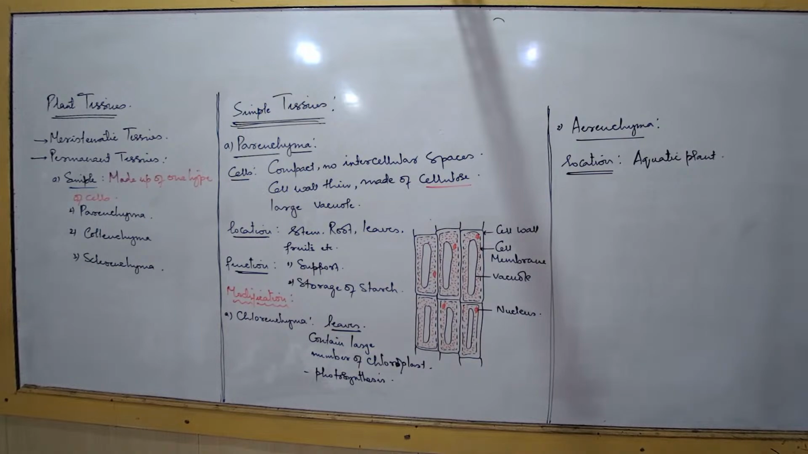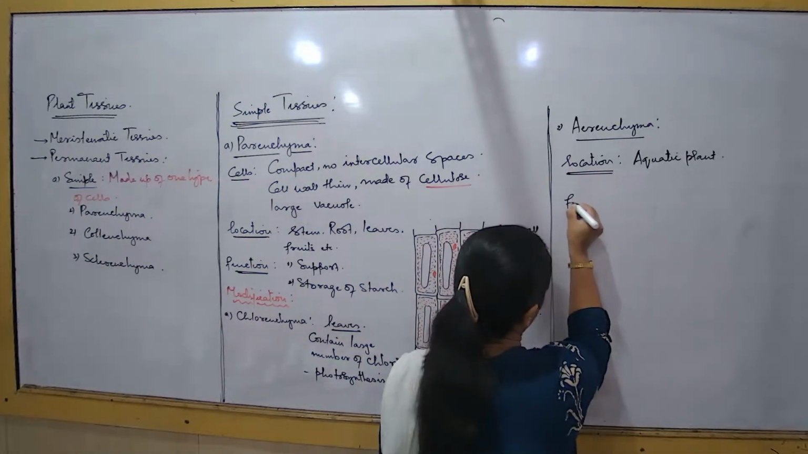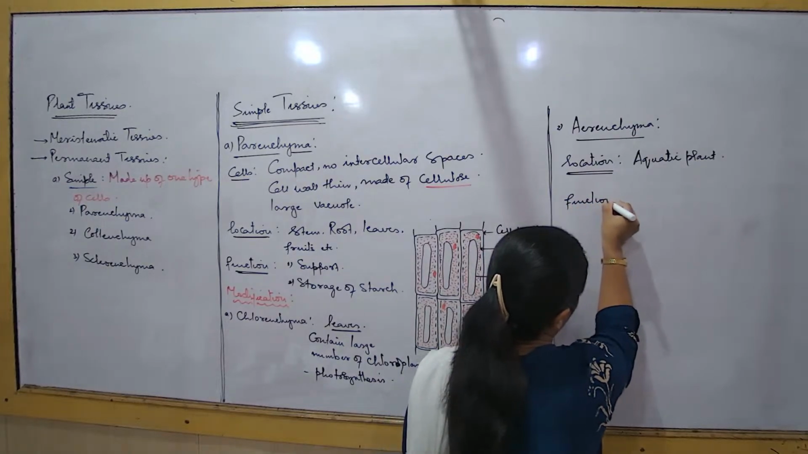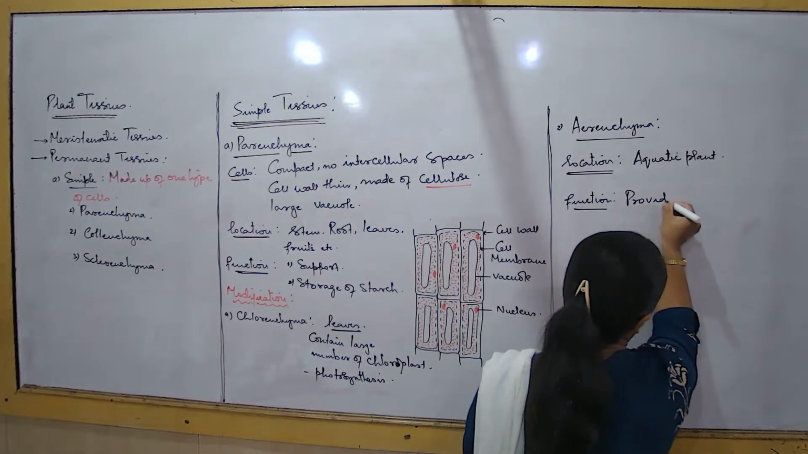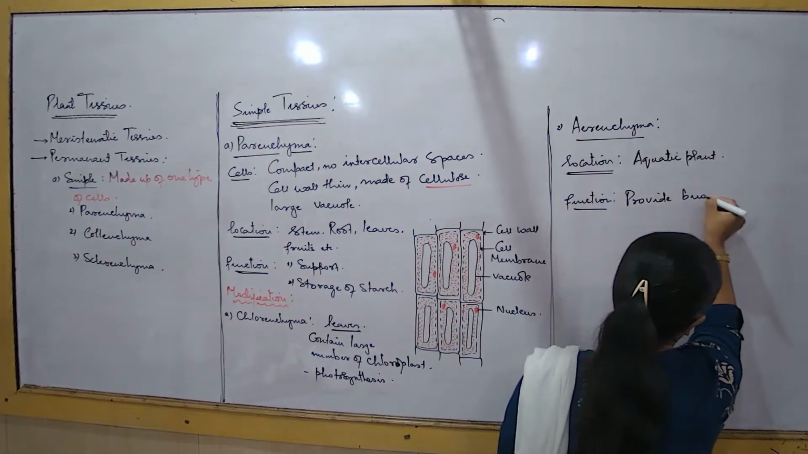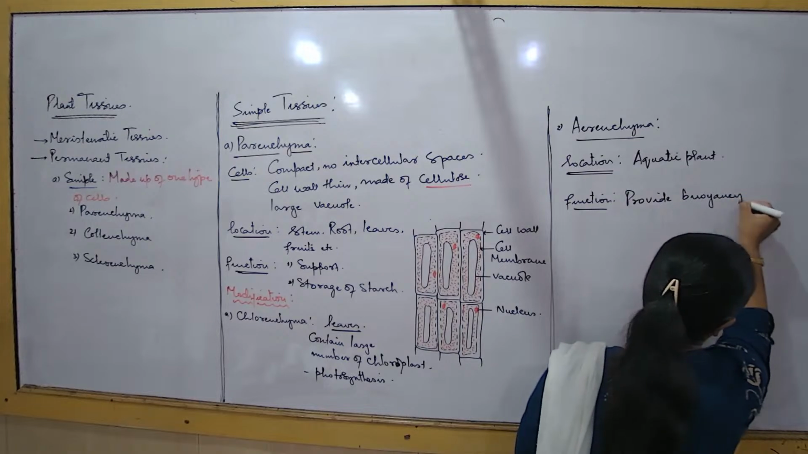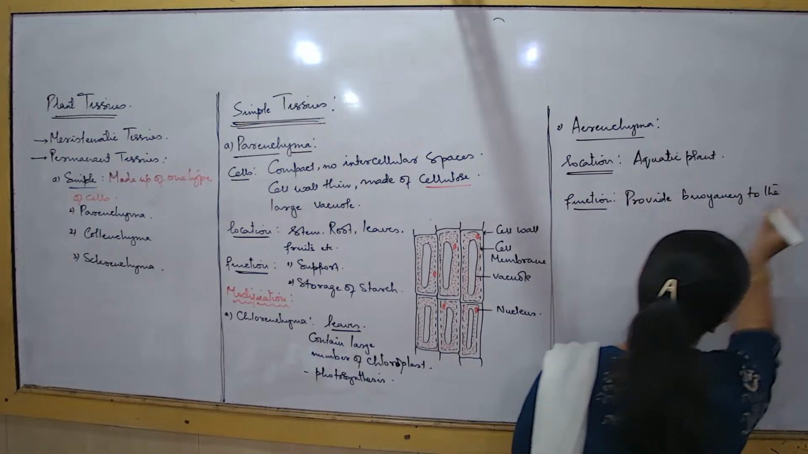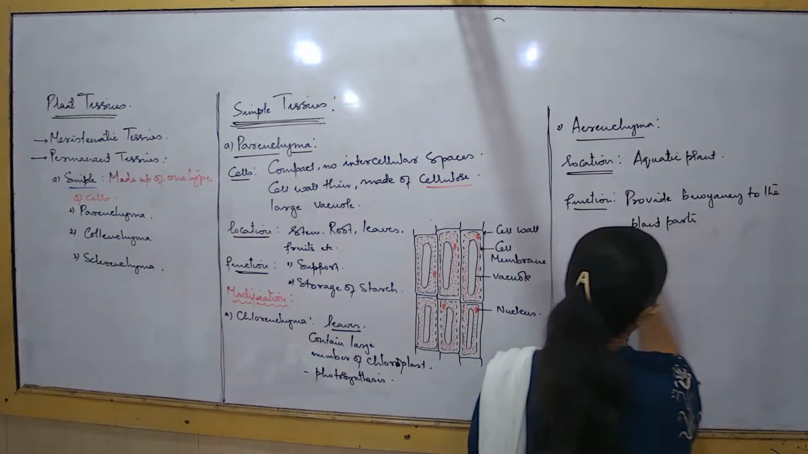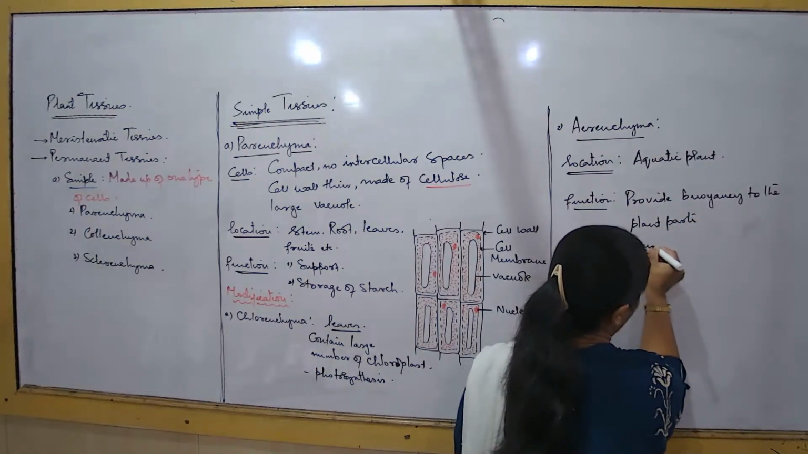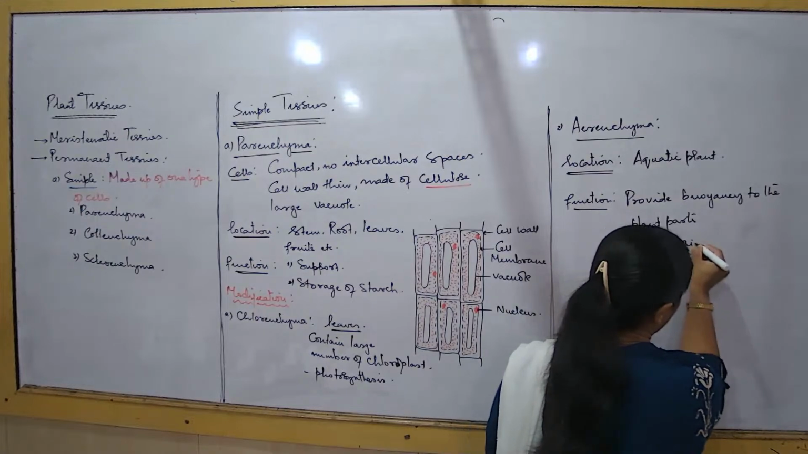What would be their function? Their function would be to provide buoyancy to the plant parts. What is the meaning? Provide buoyancy to the plant parts. Why? Because the vacuole is air-filled.